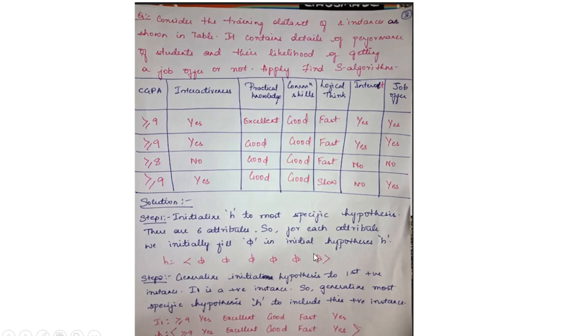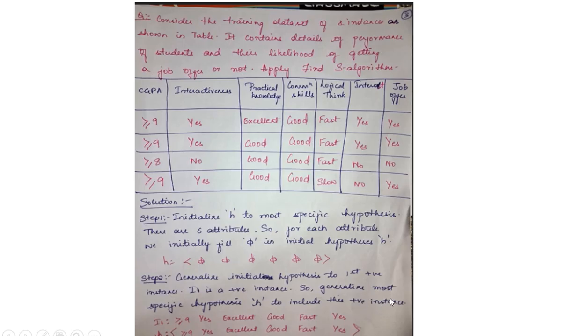So small h is equal to null value 6 times. Please write this null value, one for each attribute. Step 2, generalize this hypothesis. Now we have to generalize this hypothesis by considering the first positive instance. As I told you, this is I1, our first instance. It is a positive instance since the job offer is yes.